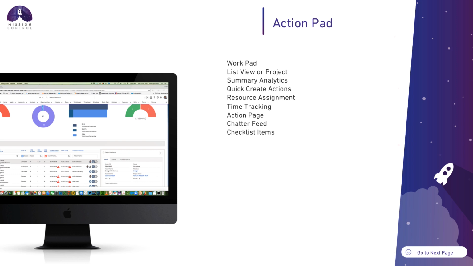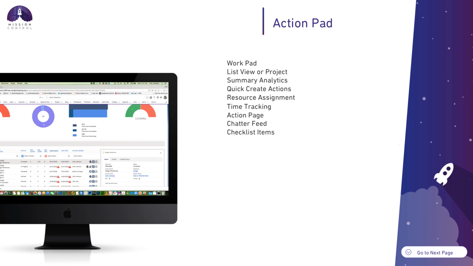So what we've added now is what we call the action pad. This is a component that gives you a working pad that you can spend your day on. You can use this as a standalone page to see a list view of actions, or you can apply it to an individual project. What it's going to do is show you a summary of analytics. So how many actions have we got? How many are overdue? What hours have been done, and what checklists have we completed?